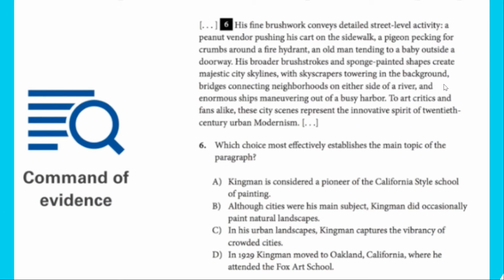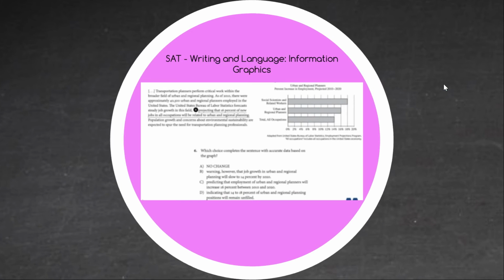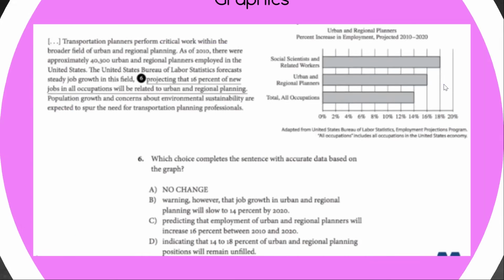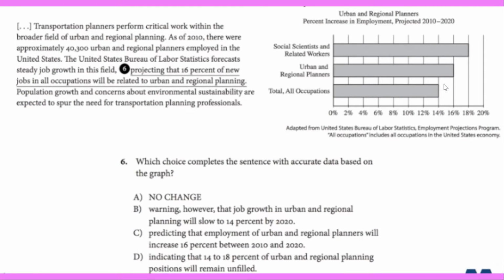Command of evidence. This question in the writing section relates to command of evidence and asks the students which choice most effectively establishes the main topic, right? So you have to interpret the reading. Graphs, right? So in the writing section, there will also be graphs, which can be confusing to some students. And this is an example just showing what it looks like.